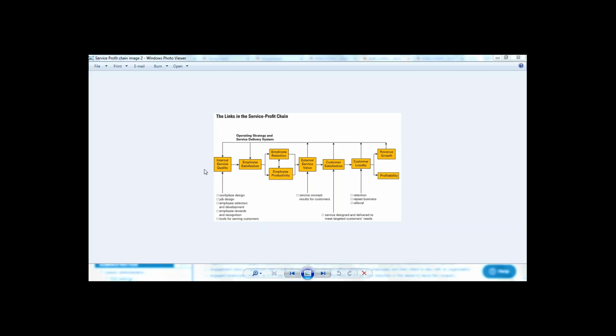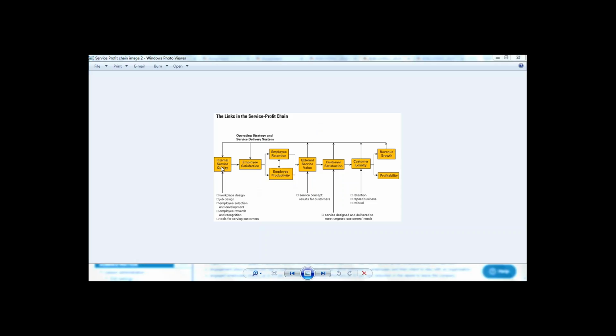And so what we're showing is that each of the steps is very much affected by the previous step. You can't have profitability and growth without having loyal customers. You can't have loyal customers without having satisfied customers. You can't have satisfied customers without having an excellent service, and you can't have excellent service without productive, happy, and satisfied employees, which you can't have unless you have internal systems, policy, and support structures in place.